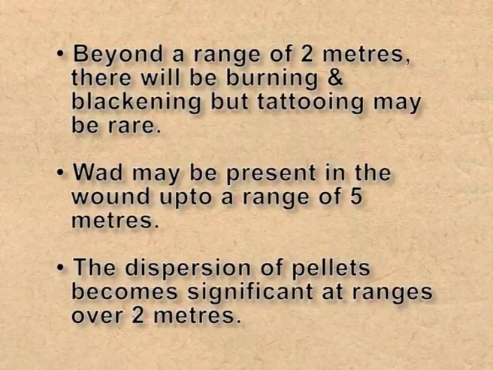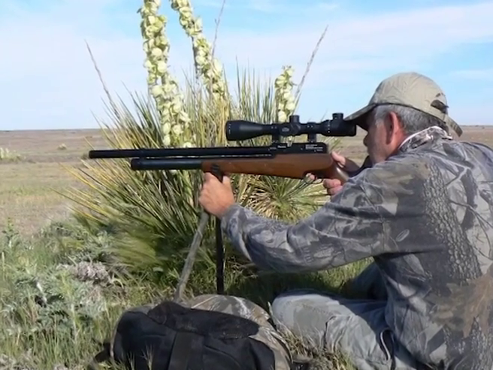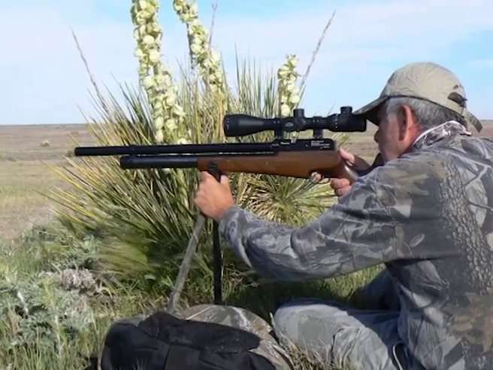Then the fourth category is the distance shot, when the range is beyond 2 meters. Beyond a range of 2 meters, there will be burning and blackening, but tattooing may be rare. The wad may be present in the wound up to a range of 5 meters. The dispersion of pellets becomes significant at ranges over 2 meters. Thereafter, the spread increases progressively and the central defect diminishes in size proportionately. The old rule of thumb states that the diameter of the spread of pellets in inches is roughly equal to the range of fire in yards.